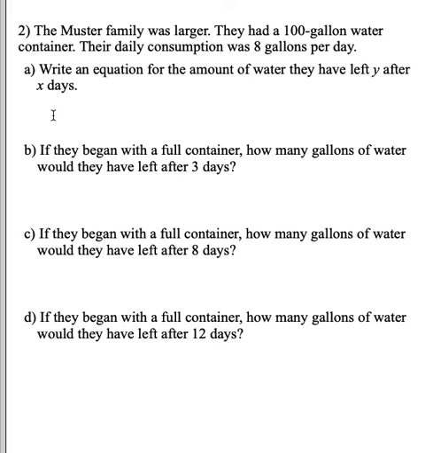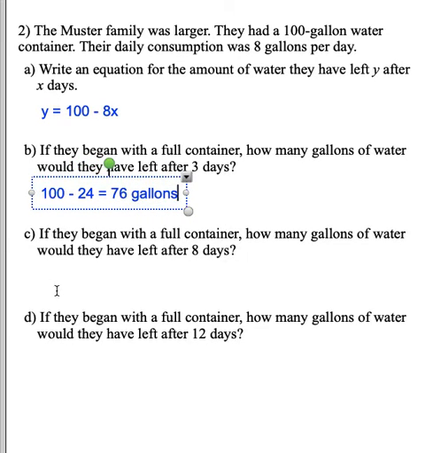Then you have the Munster family that has 100 gallons of water to start with. So it'd be y equals 100, and they are using 8 gallons every day, so minus 8x. B says if they begin with a full water container, how many gallons would they have left after 3 days? So again, you have to think about 8 gallons a day, and they're doing it for 3 days, so that's 24. So I need to do 100 minus 24, and that would mean they have 76 gallons of water left.